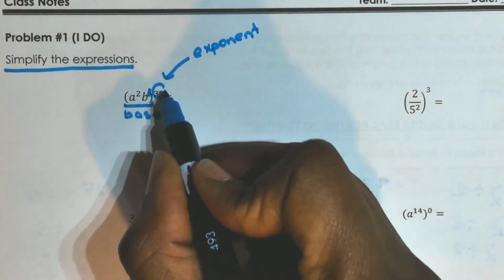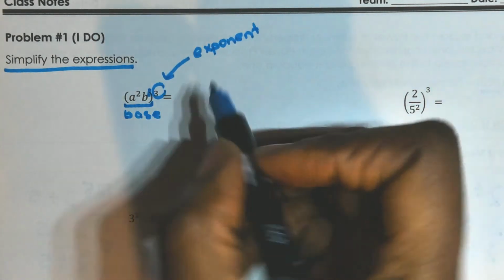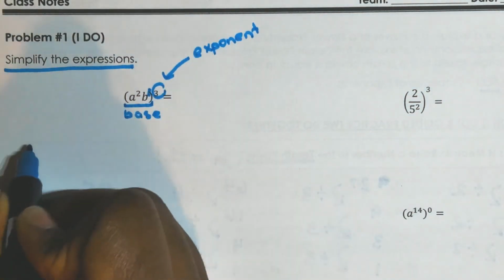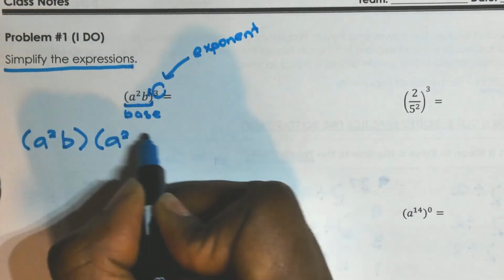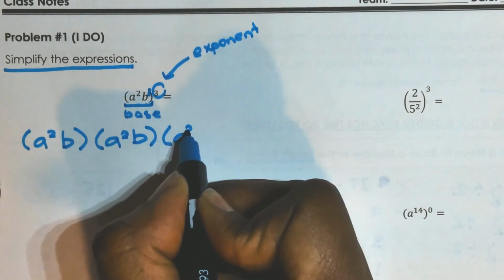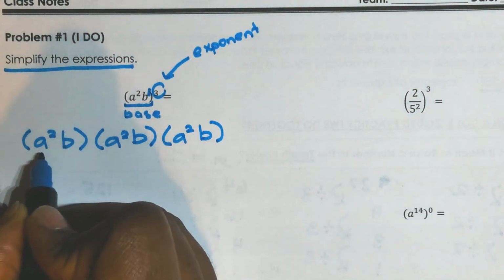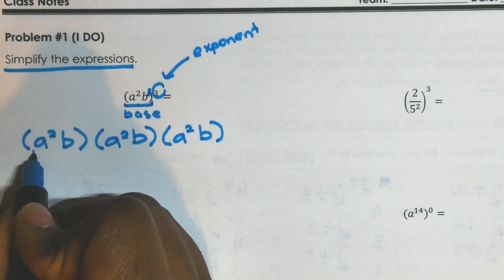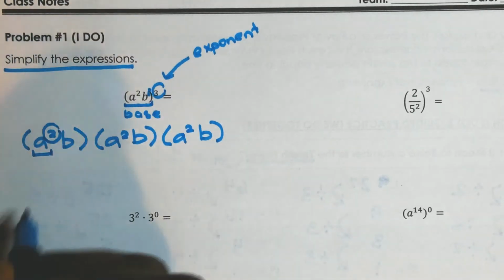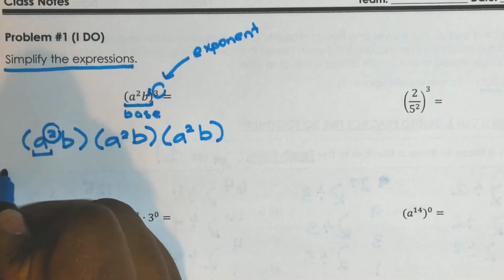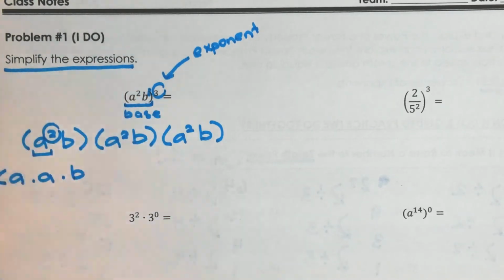Alright, so this is our base, this is our exponent. The exponent tells us how many times to multiply the base by itself. So I'm going to multiply my base by itself 3 times. 1, 2, 3. And now within my base, I have another exponential expression that has a base of a and an exponent of 2, which means I have to multiply a by itself 2 times. And b is by itself 1 time, so it's just like that.